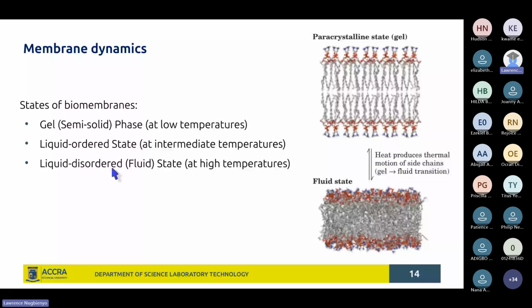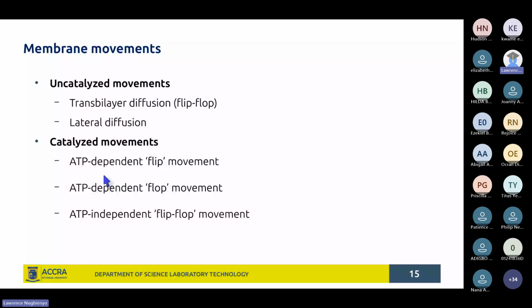Now we can talk about the movement of lipids, the types of movements of lipids in the biomembrane. We can categorize the movement of lipids in biomembranes into two major groups. The first we refer to as uncatalyzed movements. And what it means is there's not going to be any participation of an enzyme in that process. Then you have catalyzed movements.